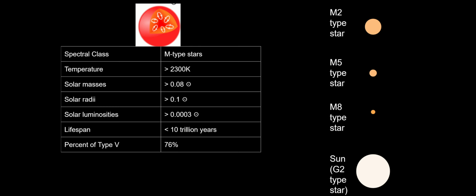Finally, they're the M-type stars. They're red, more than 2,300 Kelvin, more than 0.08 solar masses, more than 0.1 solar radii, and more than 0.0003 solar luminosities. They have a lifespan of less than 10 trillion years, and they're 76% of type V in the Milky Way, and even more in the galactic core and elliptical galaxies, due to those areas being older.